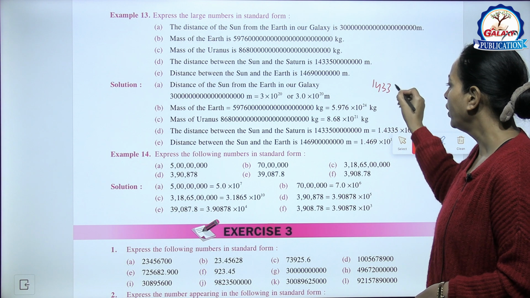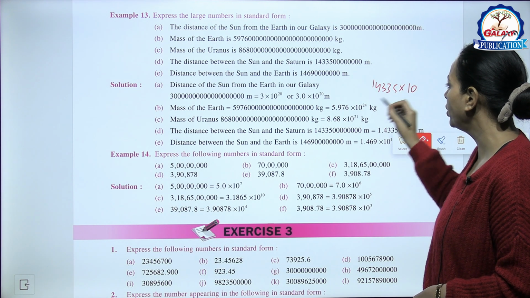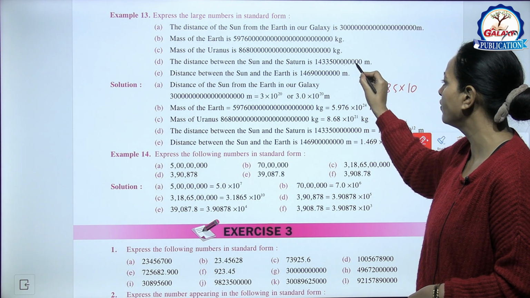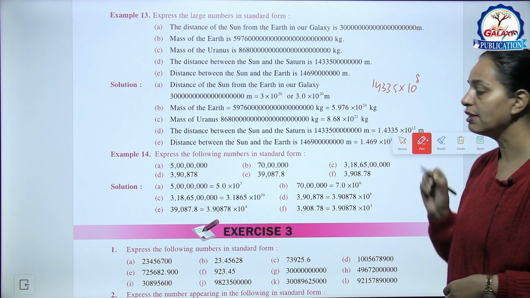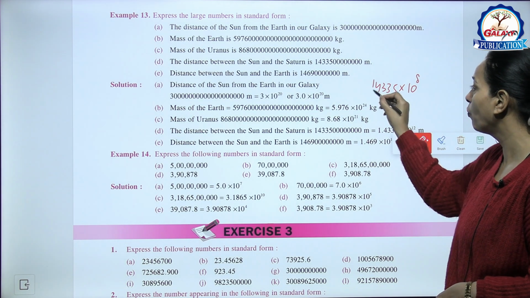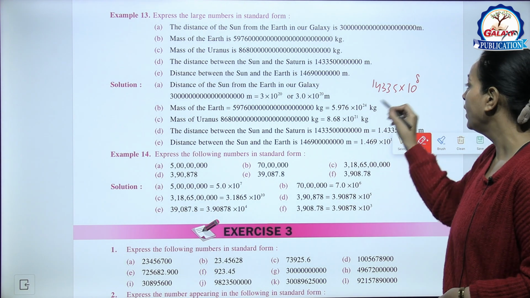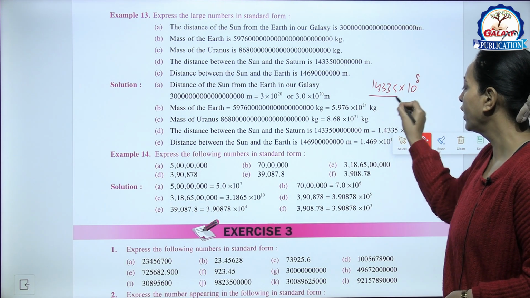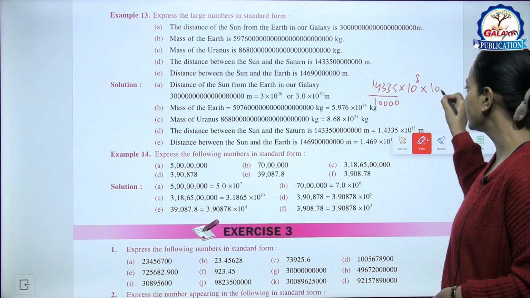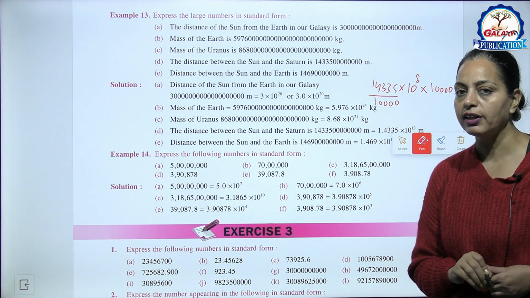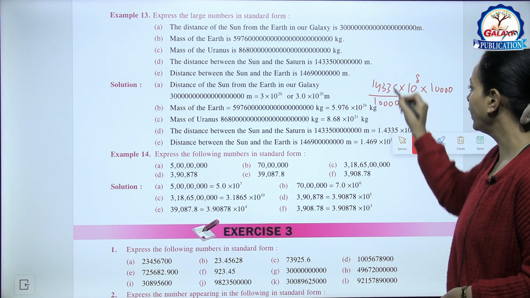14,335 into 10 raised to the power, how many zeros? 1, 2, 3, 4, 5, 6, 7, 8. 8 zeros. अब हमें डेसिमल कहाँ चाहिए? हमें डेसिमल चाहिए 1 और 4 के बीच में, यानी 1, 2, 3, 4, यानी 4 zeros हमें नीचे चाहिए और हम 10,000 से ही मल्टीप्लाई भी कर देंगे. सो व्हाट वी आर गेटिंग?